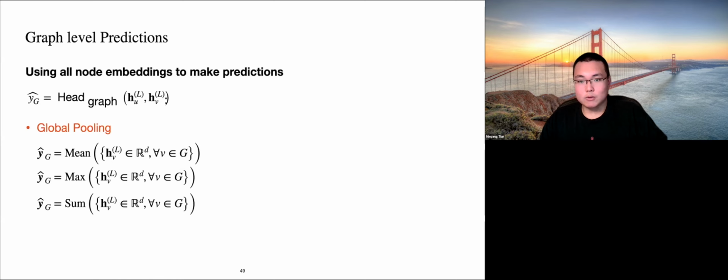And for graph level predictions, we use all of the node embeddings to make predictions. It's similar to the aggregation in a GNN layer. We can use min, max, or sum for our choices.